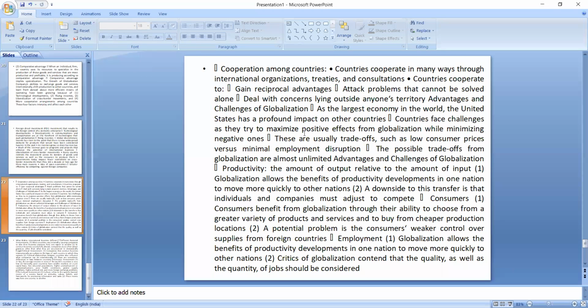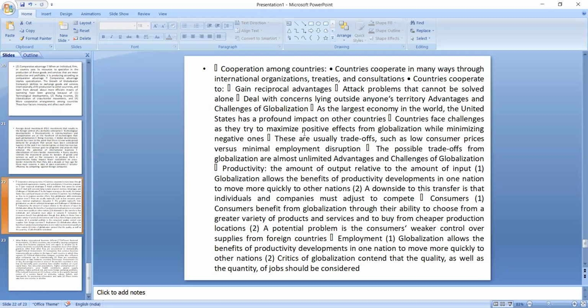Advantages and the challenge of globalization. As the largest economy in the world, the US had a profound impact on other countries. Countries face challenges as they try to maximize positive effects from globalization while minimizing the negative ones. The possible trade-offs from globalization are almost unlimited.